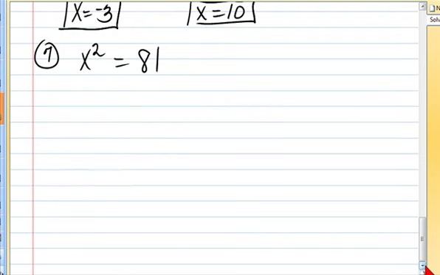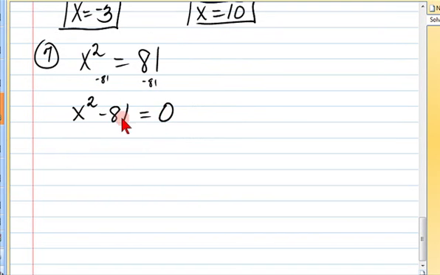Is it quadratic? Yes. Is it equal to 0? No. So what's my first step? I need to subtract 81 from both sides. It's not like terms, so I end up with x squared minus 81 is equal to 0.